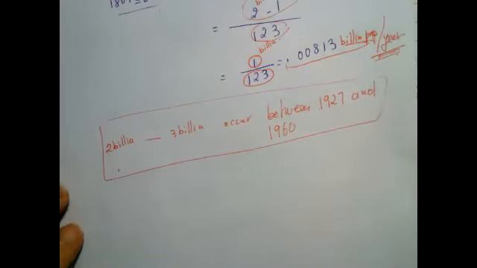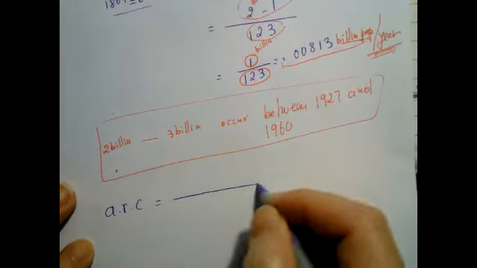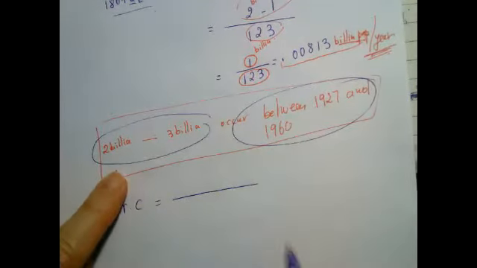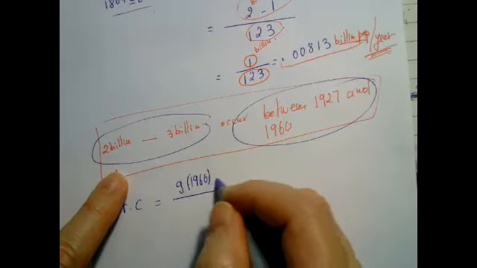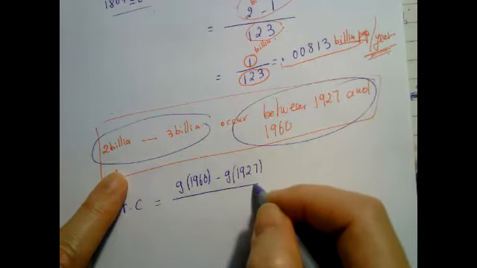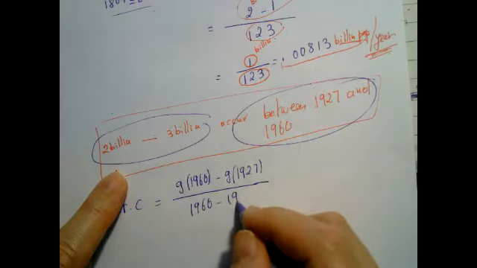So how fast was the population changing? Again, the average rate of change is going to be how much the population changed divided by how long it took. So it's the population in 1960 minus the population in 1927 divided by how long it took.